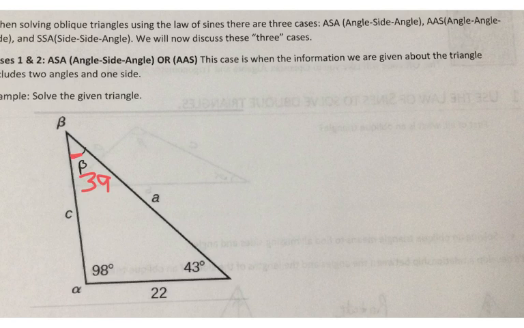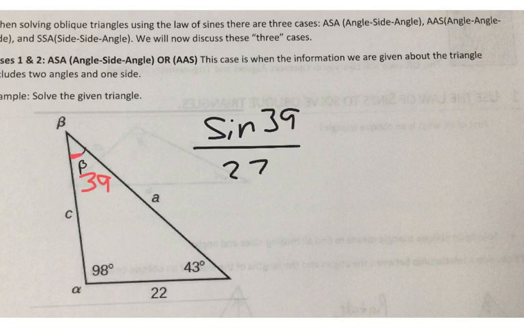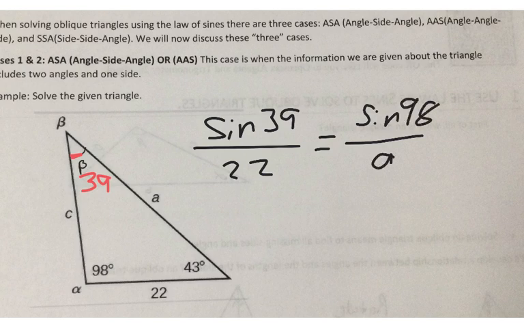So here we go. I always start with the ratio that I know. So I've got sine of 39 degrees over the side opposite, which is 22, is equal to sine of 98 over A. Just pick the other one. For law of sines, it doesn't matter which one you pick. You could pick in any order. Law of cosines, that's not true. We'll get there when we get there.